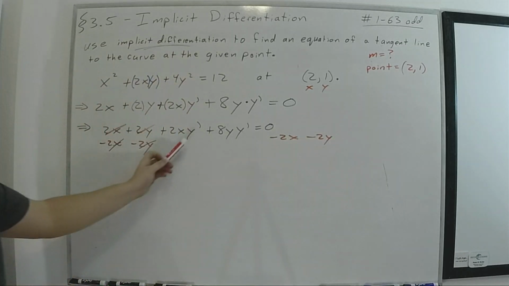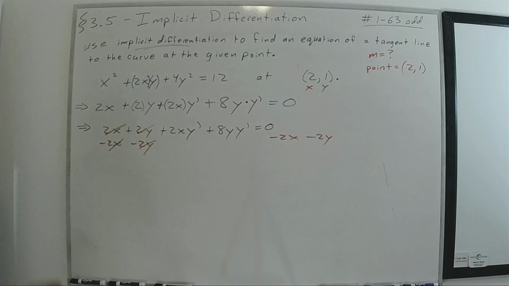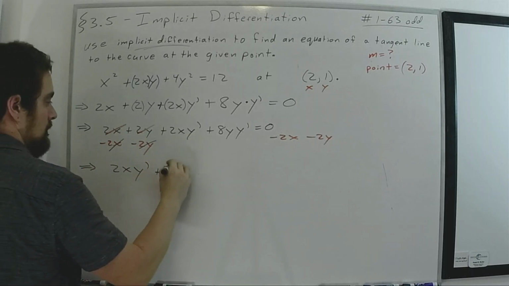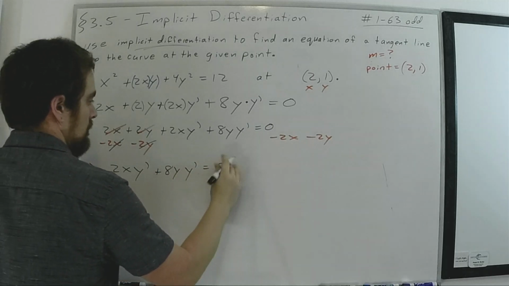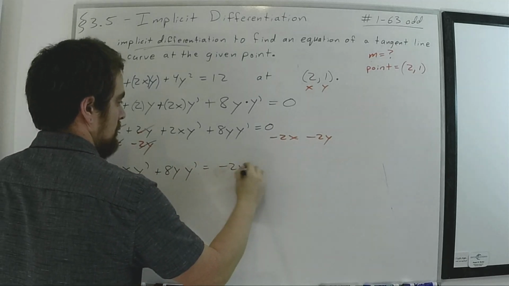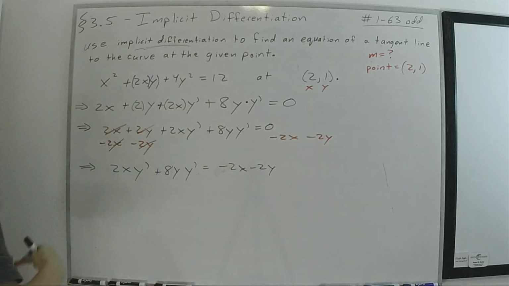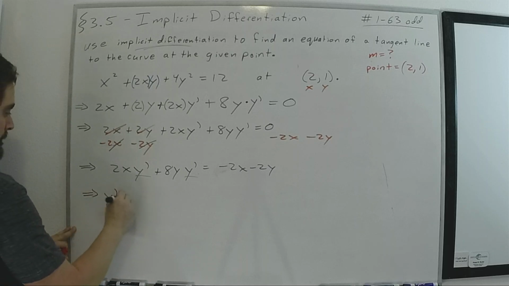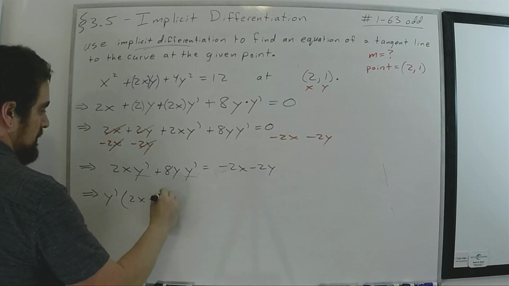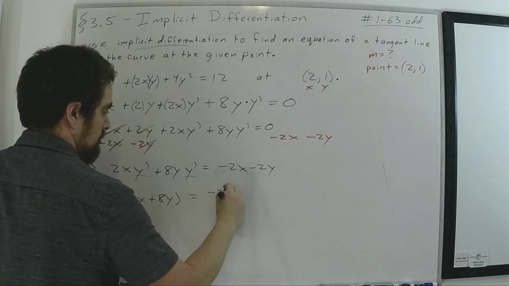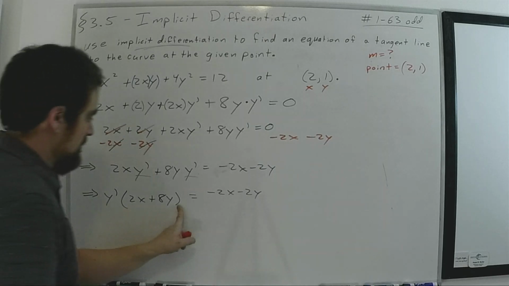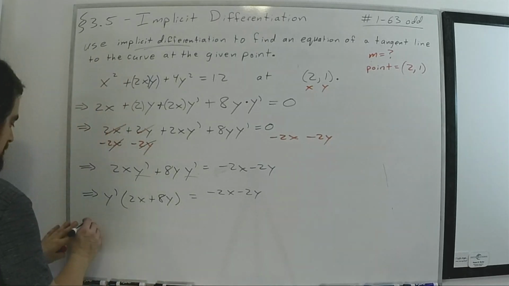That isolates anything with y prime on one side. Once those are isolated, we can go ahead and factor. So there's y prime, there's y prime. Let's go ahead and factor out y prime. I'll get 2x plus 8y. Still get negative 2x minus 2y on the right-hand side. We'll go ahead and divide out by 2x plus 8y on both sides.